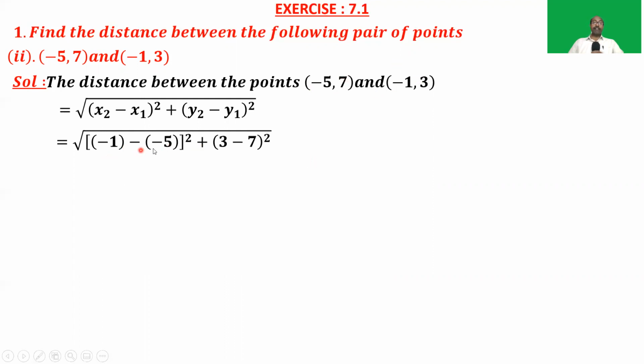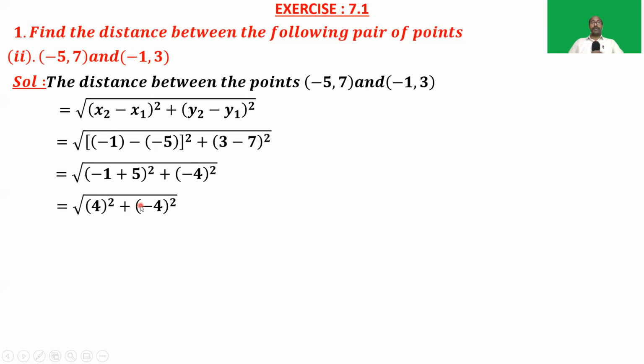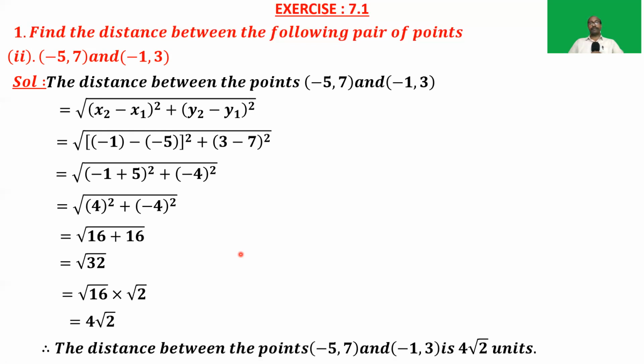And minus 1 minus minus 5 is plus 5. So we get under root (minus 1 plus 5) whole square, and 3 minus 7 is minus 4. Also we have minus 1 plus 5 is 4. So root 4 square plus (minus 4) whole square, which is equal to root 16 plus 16 and is equal to root 32. And we can write 32 as 16 into 2, where 16 is a perfect square. So root 16 into root 2 and is equal to 4 root 2. So the distance between the given points is 4 root 2 units.